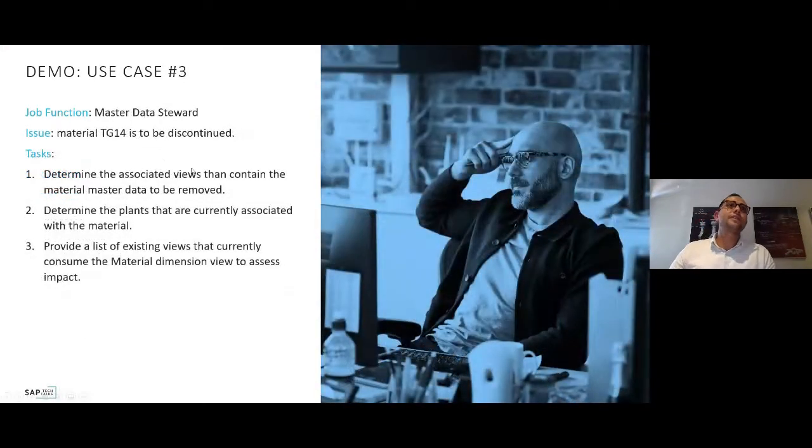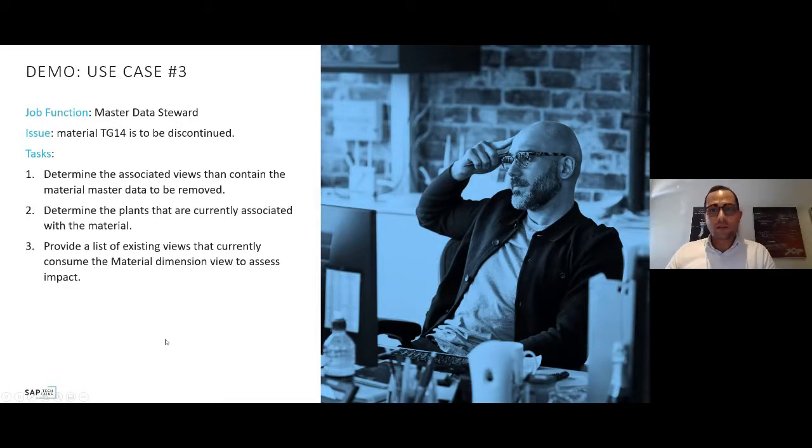Let's say that you're a master data steward and the material TG14 is to be discontinued. So the tasks are to determine the associated views that contain the material master data to be removed, determine the plans that are currently associated with the material, and provide a list of existing views that currently consume the material dimension view to assess the impact of changing it.